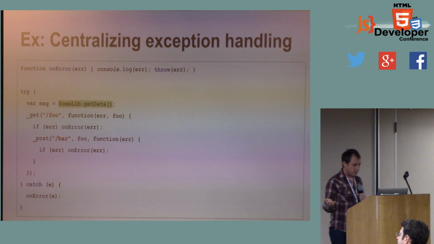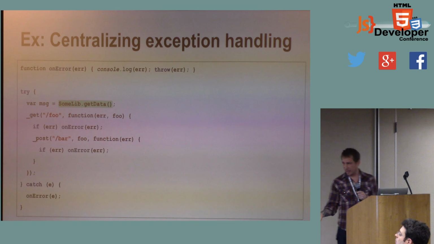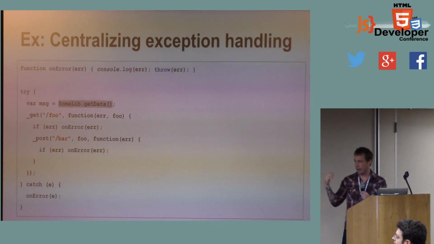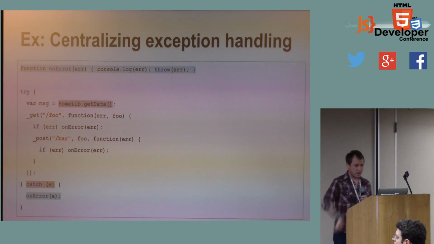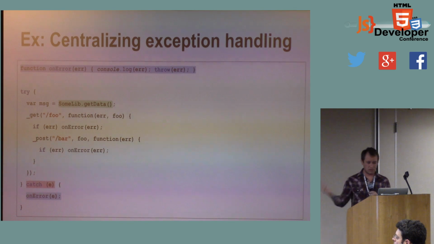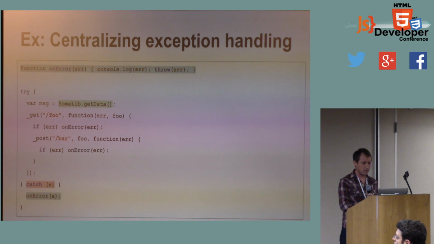So you can imagine that some lib.getData is a synchronous operation. And when it raises an error, we can catch it with try-catch. That's awesome. Then I want to plumb this back to my centralized exception handling stuff. I'm going to write to some log file. I'm going to read through the error and maybe bring down the process or something like that.